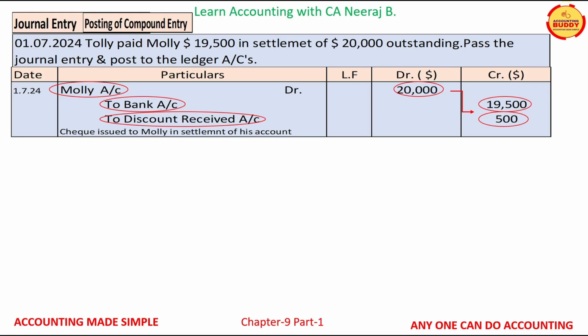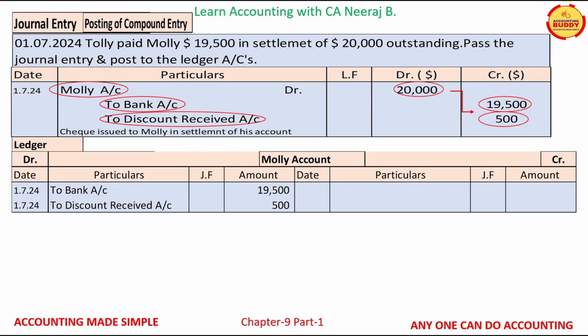Let us understand the posting to ledger accounts. Molly's account will appear as displayed on your screen. In the journal entry, Molly's account is debited with $20,000. Therefore, the entry will be posted on the debit side of Molly's account by writing "to bank account" and "to discount received account" with the respective values of $19,500 and $500.